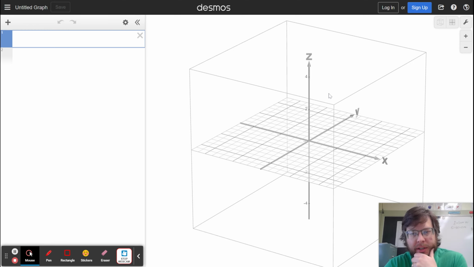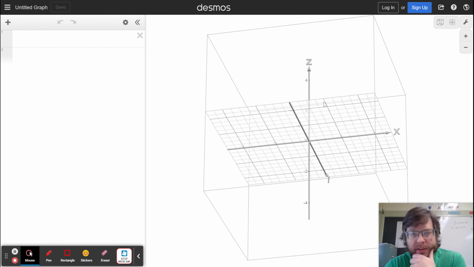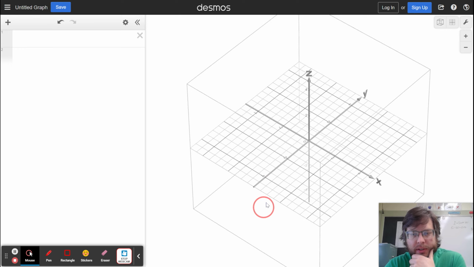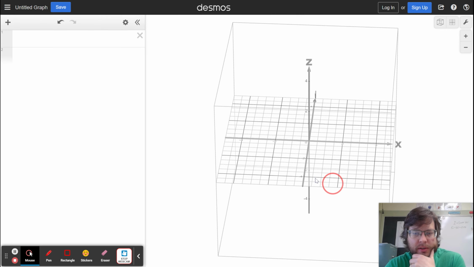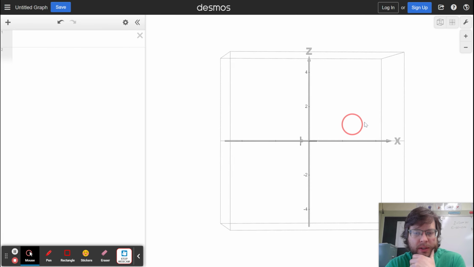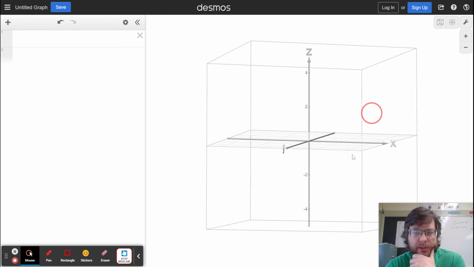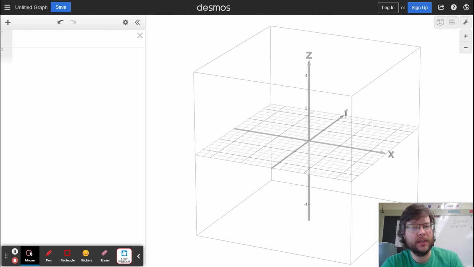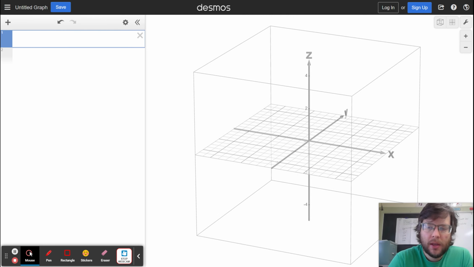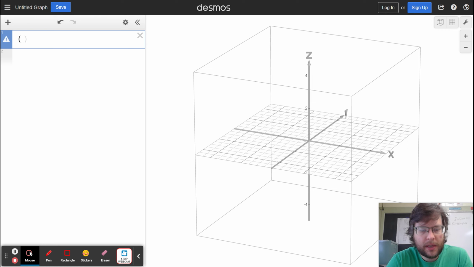All right, hello everybody. I'm here playing around with Desmos's 3D grapher, and I want to try to find the equation of a plane that passes through three given points, and we'll try to find it in two different ways and demonstrate what each way tells us about the plane.